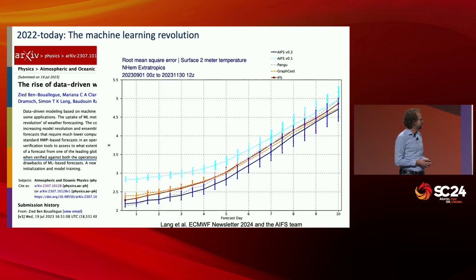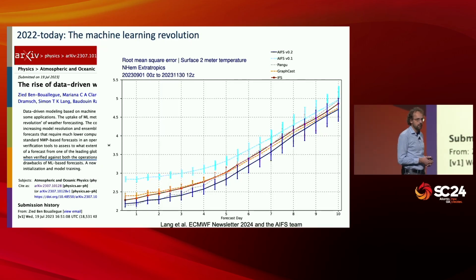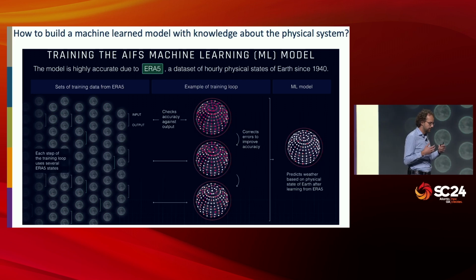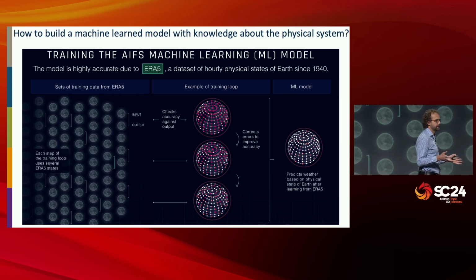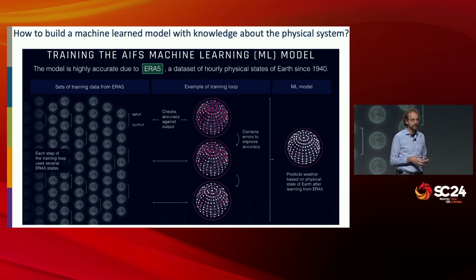So we really are now playing in the same ballpark as the existing models by the big companies. So how do these models work in principle? What they do is they take a so-called reanalysis data set. That's a data set called ERA5, and that's one that we also develop in-house at ECMWF.